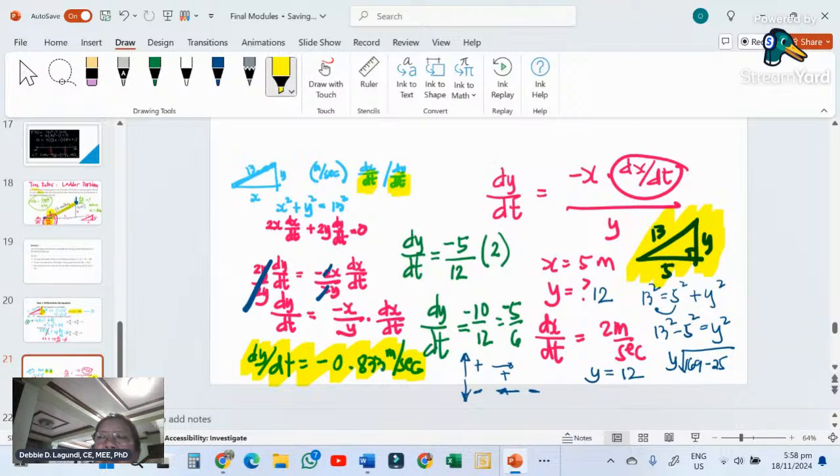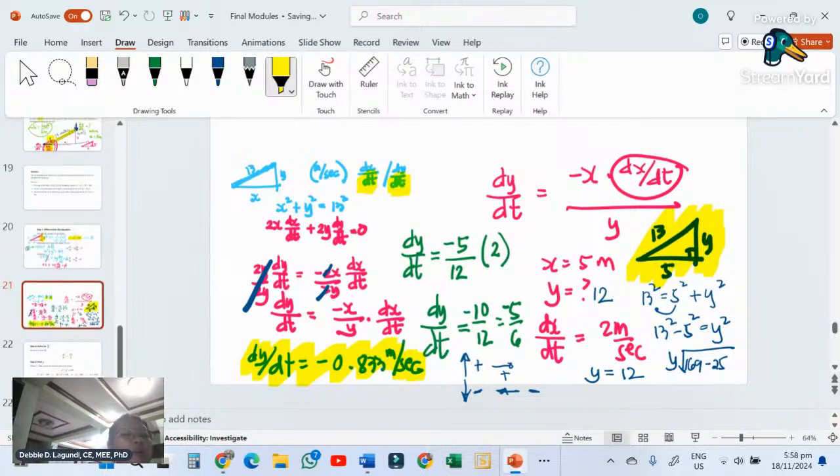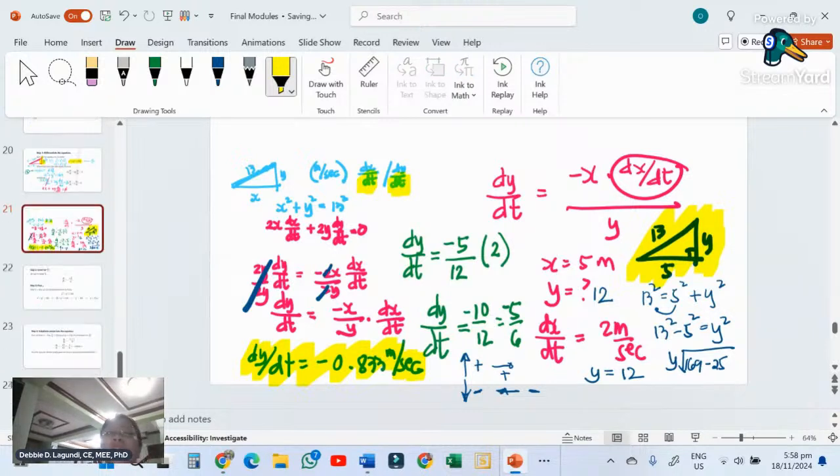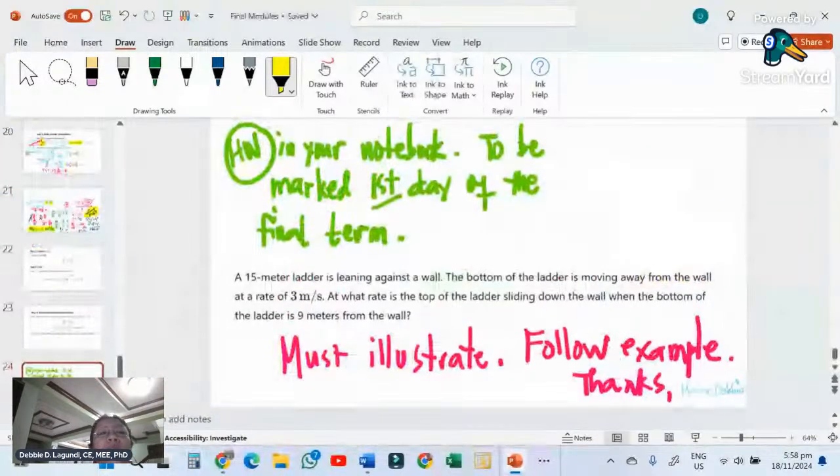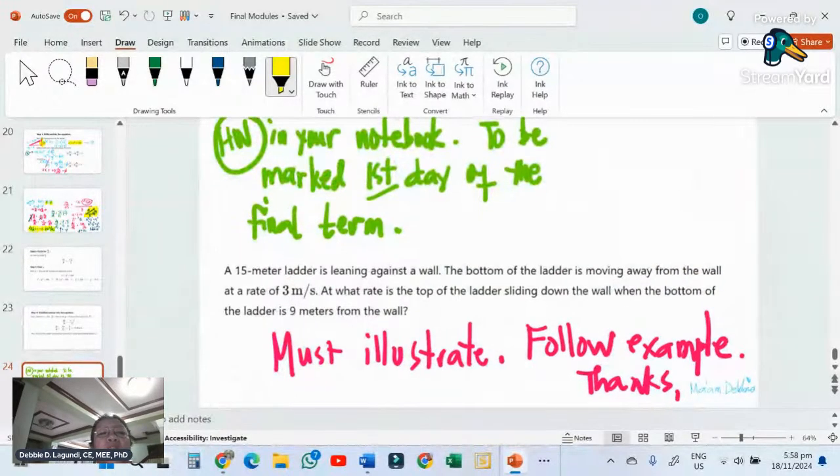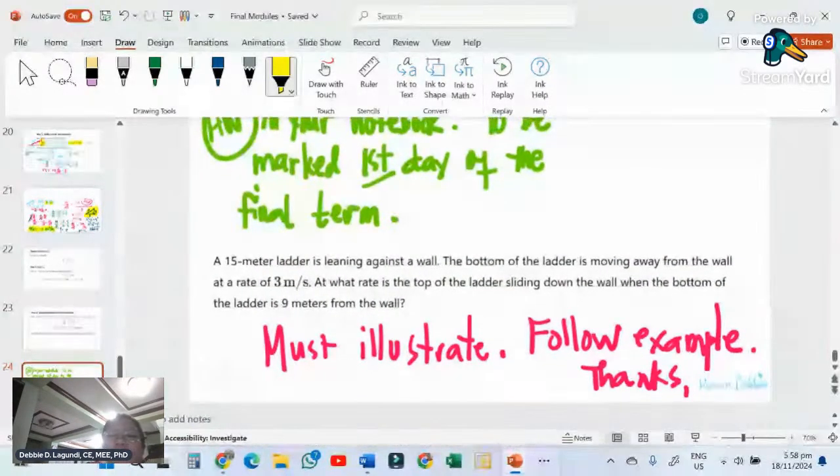So what is the answer? The answer would be 0.833 meter per second, and it's going down. Right. For your work, this is another homework you're going to do to be marked the first day of the final term. So this time is a 15-meter ladder leaning against a wall. You must illustrate and follow the example.